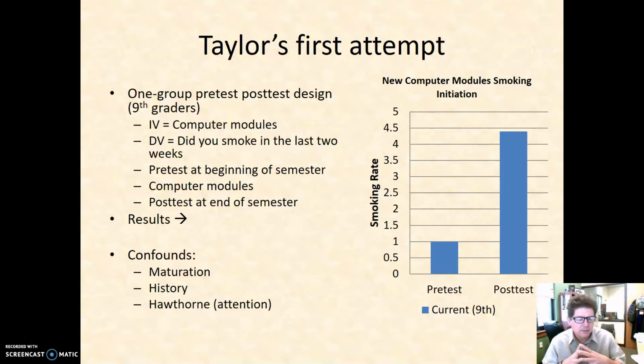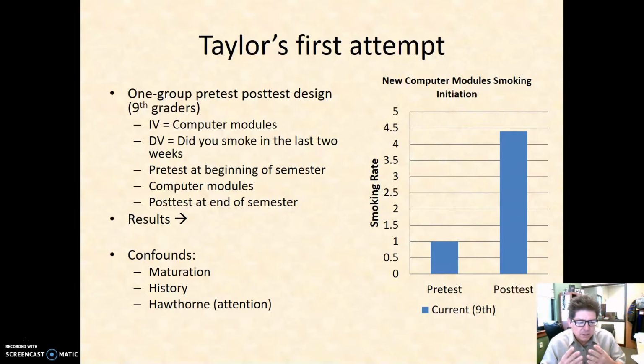I'll assess folks at baseline, and then I'll administer the computer modules. Then I'll assess whether they've changed at the end of the semester. And this is a one-group pretest, post-test. Then the independent variable in this study is the computer modules, and the dependent variable is did you smoke in the last 2 weeks, an arbitrary time period. But we're looking at whether or not they're experimenting with smoking. Did you have a cigarette in the last 2 weeks?